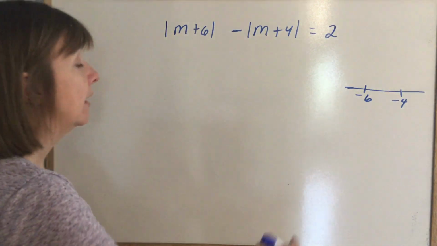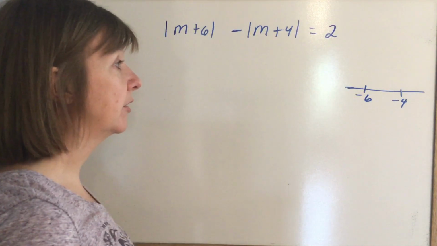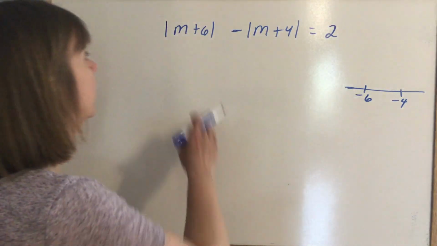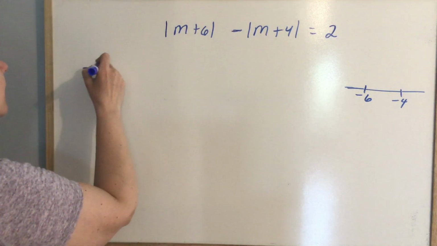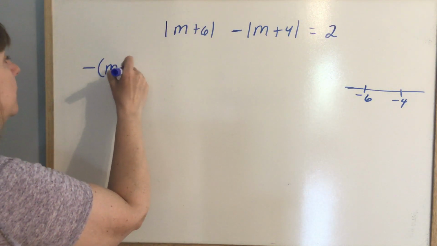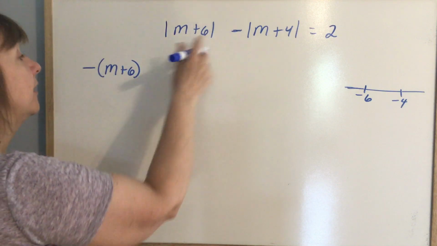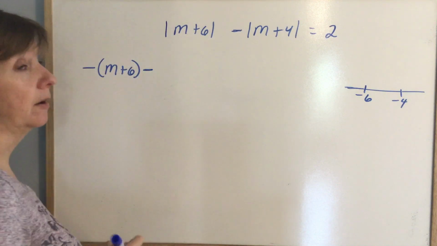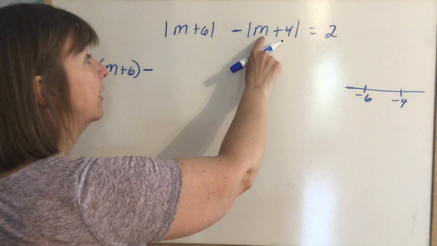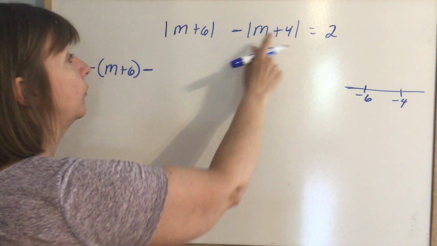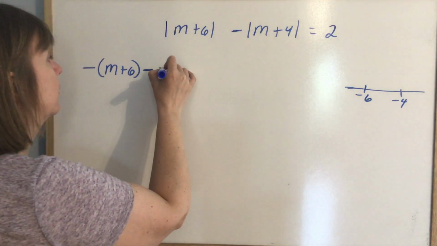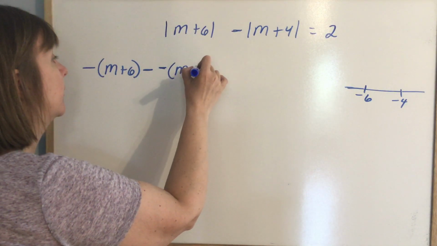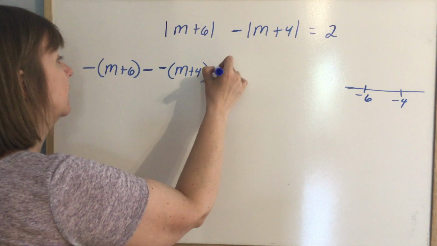So if I pick something less than negative 6, say negative 10, negative 10 plus 6 would be negative 4. So this actually works out to be negative, okay? This minus is here, so I'm putting it here. Now, if I put negative 10 in here, negative 10 plus 4 is actually negative 6. So that works out to be negative m plus 4 is equal to 2.